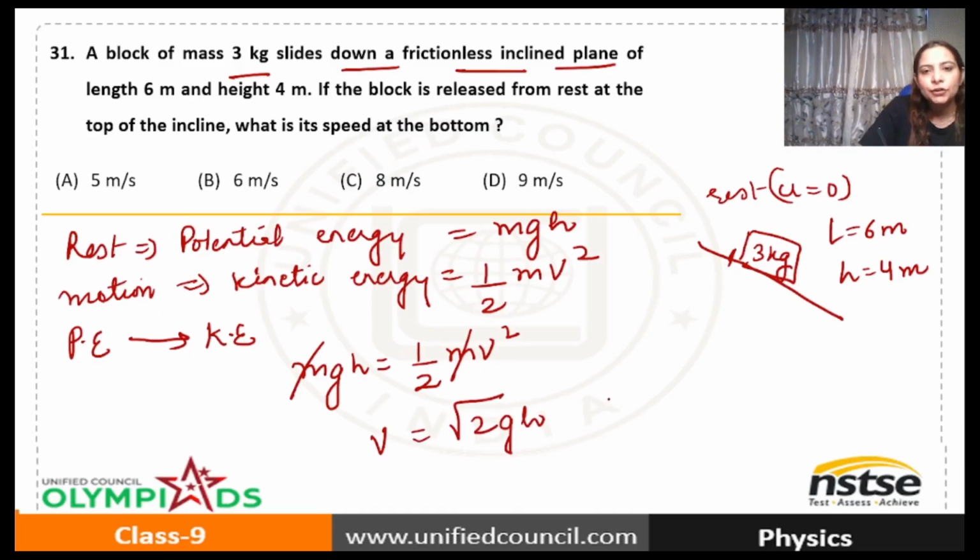If you put the value here, you will find that it comes out to be 9 meter per second. That is 2, and then you have 9.8, and we also have the height. So the answer comes out to be option D.